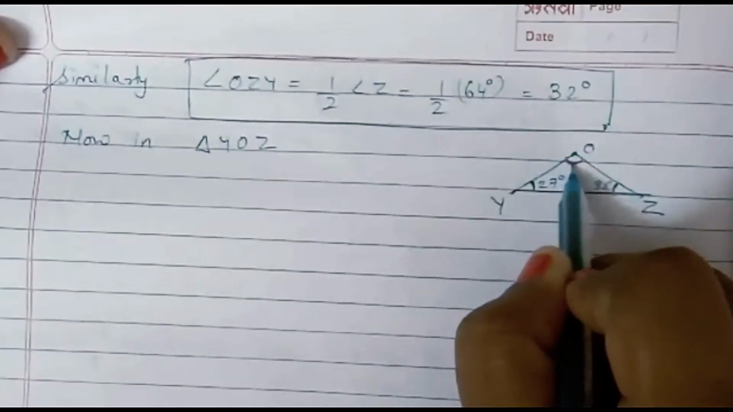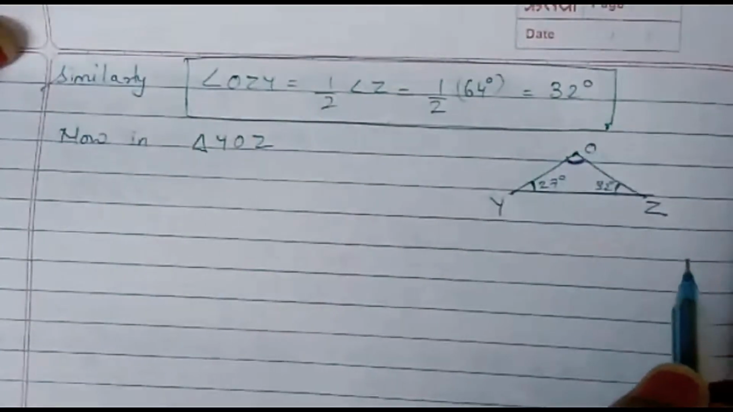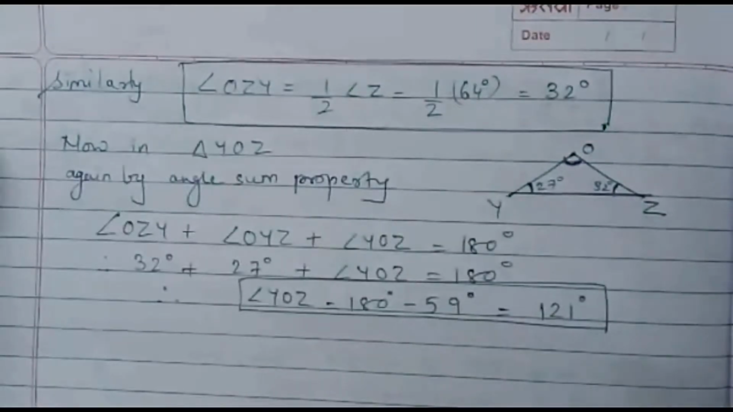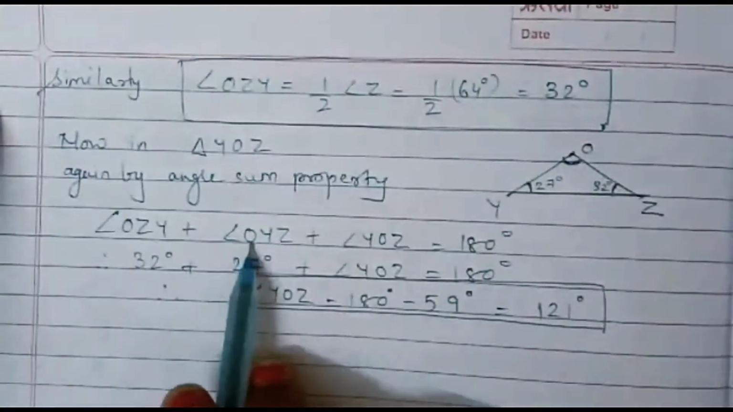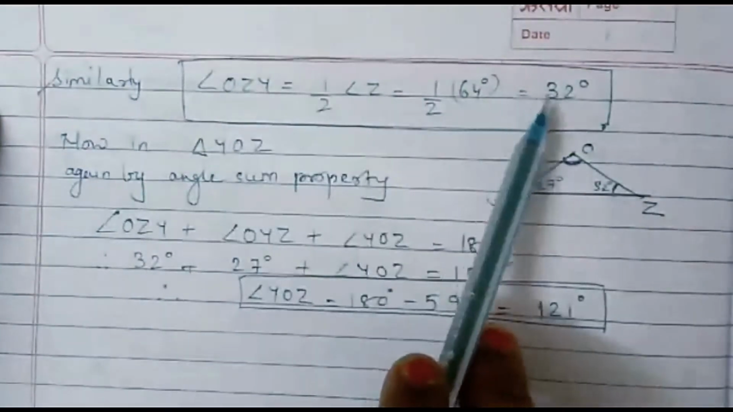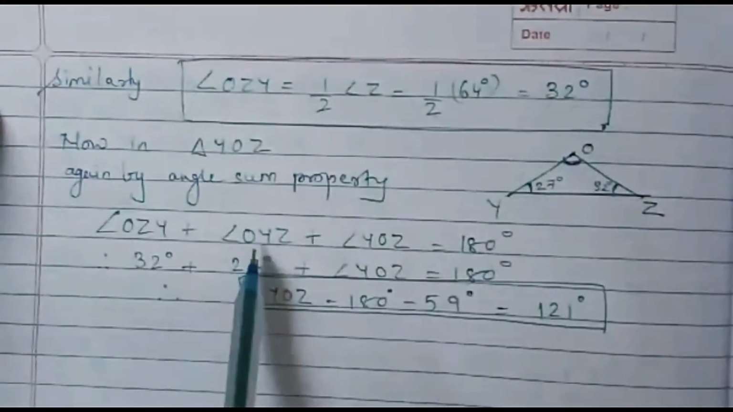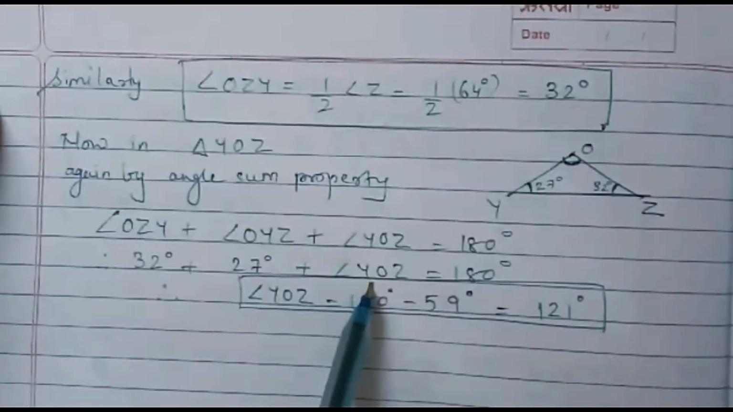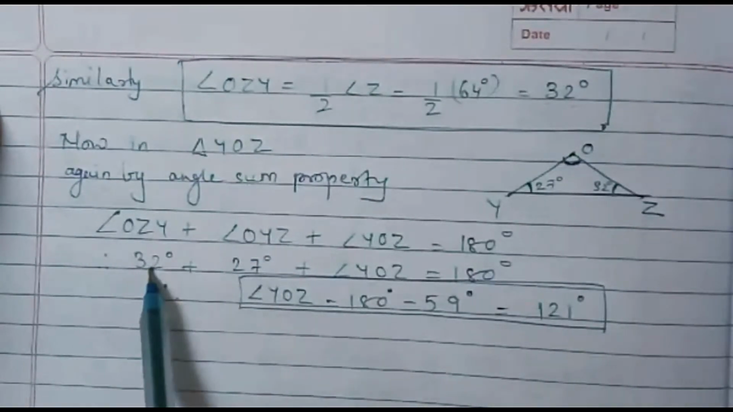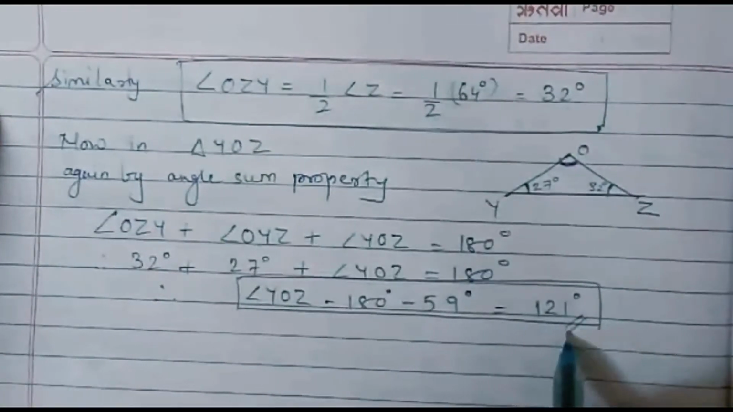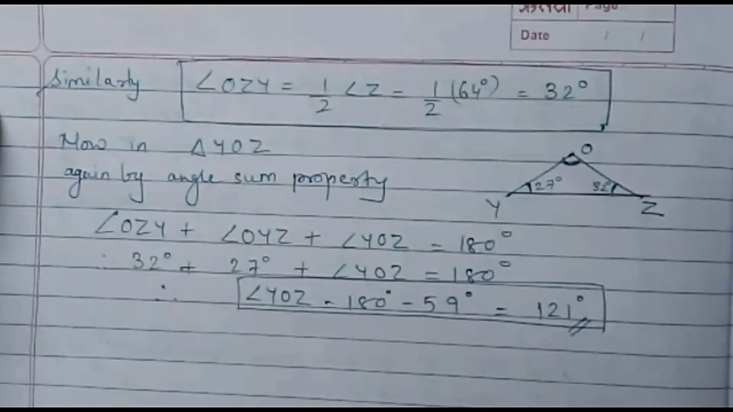The question is to find out the third angle YOZ. So that we can obtain by angle sum property. I have written by angle sum property, the sum of the measure of three angles is 180. OZY, as we have seen here, is 32. OYZ we have obtained previously, that is 27, and YOZ will be found as 32 plus 27 is 59, which will be subtracted from 180, and so your answer is 121 degree.